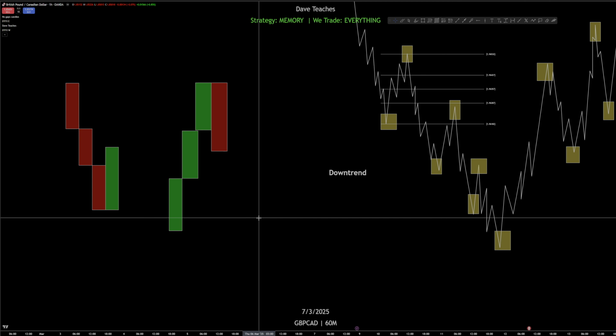Then we have zones within zones. Those are things that we teach within the free playlist, right? But we refine those zones within zones to models that we use within the mentorship. So those models are giving us the detail of the zones within that zone that we're able to take trades from and reduce our risk.